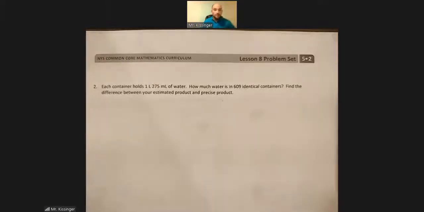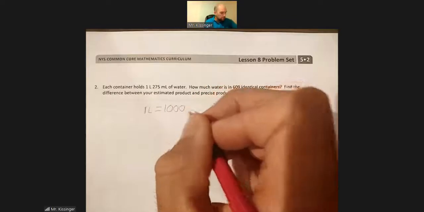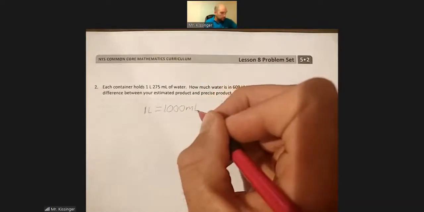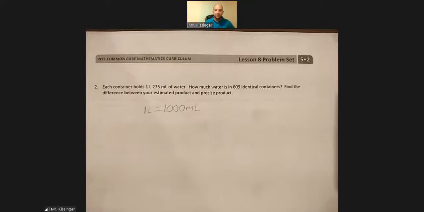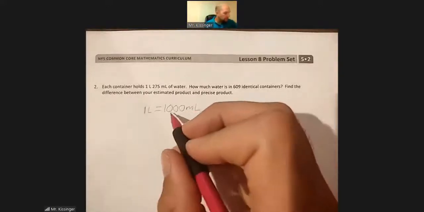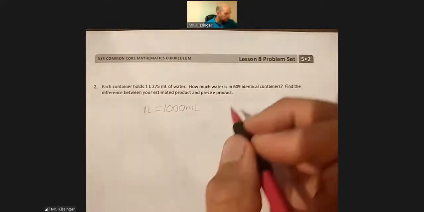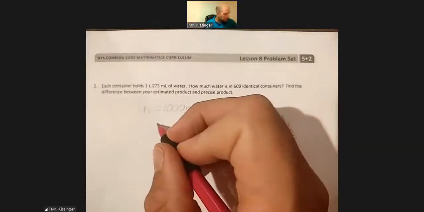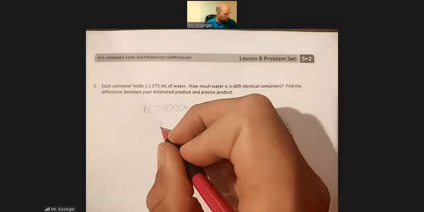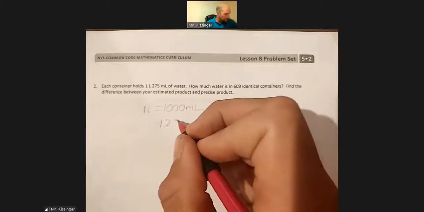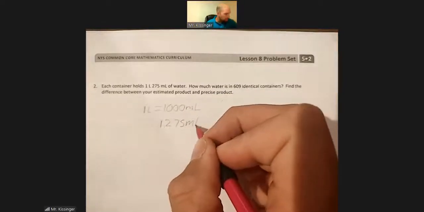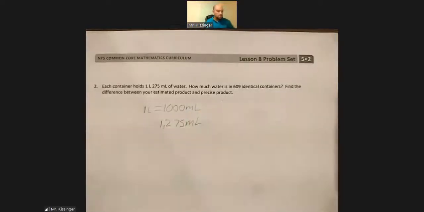So I know that 1 liter is 1,000 milliliters. So each container, when I add that to 275 milliliters, each container holds 1,275 milliliters. How much water is in 609 identical containers?